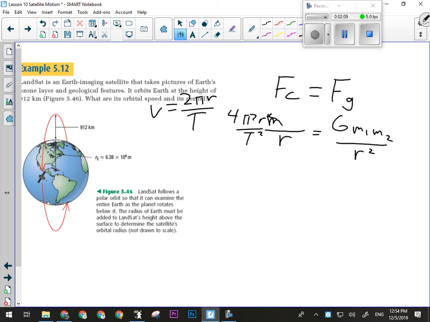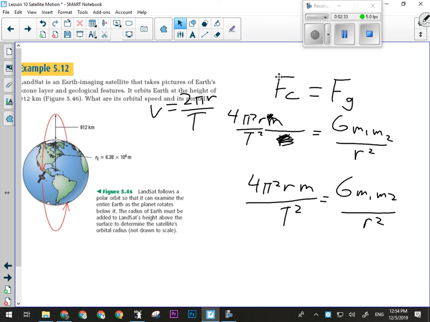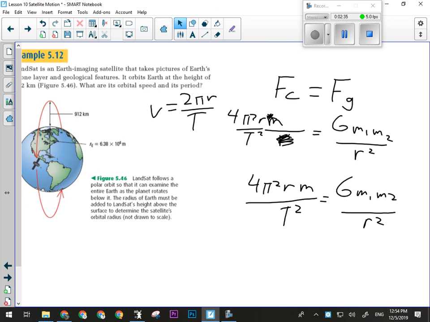Now I've got an r squared here and an r on the bottom, so that's going to go away, and I'll be left with 4 pi squared times r times m over t squared equals big G times mass 1 times mass 2 over r squared. Okay, now I can manipulate and solve for t. Okay, because that's one of the things the question's going to ask me to find. So in this question right here, it wants me to calculate the orbital speed and the orbital period. So using what I just did here, I'm going to solve for orbital period first. Okay, once I have that, then I'm going to go back and solve for orbital speed.